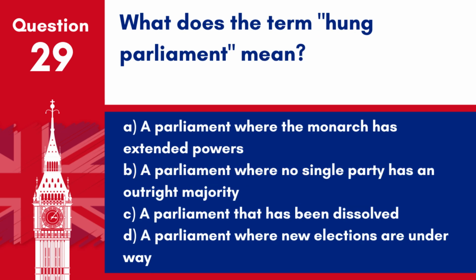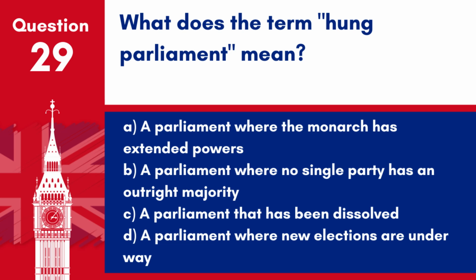Question 29. What does the term hung parliament mean? A. A parliament where the monarch has extended powers. B. A parliament where no single party has an outright majority. C. A parliament that has been dissolved. D. A parliament where new elections are underway.